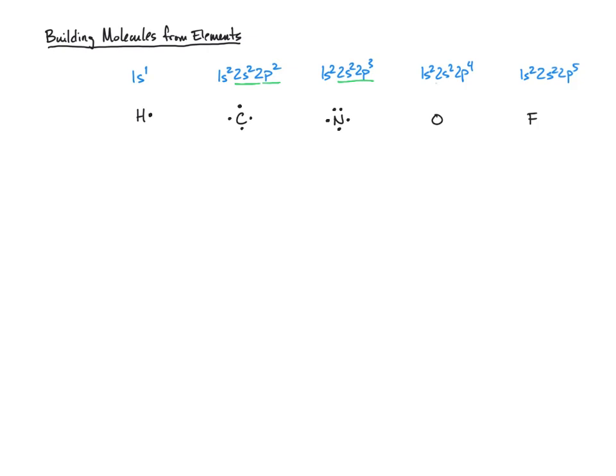Oxygen is 2s2, 2p4, so there's 6 valence electrons. We add those in unpaired. Now the remaining 2, we go ahead and pair. So that means oxygen in its normal valency has 2 lone pairs. Finally, for fluorine and halogens in general, there's 7 valence electrons. We add those in. We then pair them up. And we can see that halogens have 3 lone pairs.